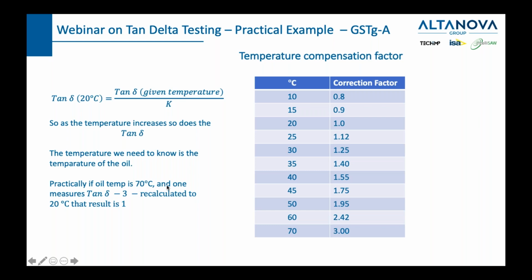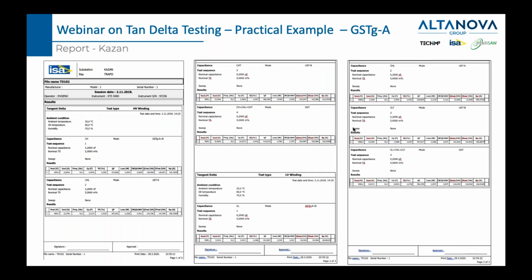So as we wrote here, if you measure at 70 degrees and you get 3, this is like you were measuring at 20 degrees and you got 1. So keep that in mind. It is also an important thing. So here we have one example of the report on the transformer which we measured in Kazakhstan.